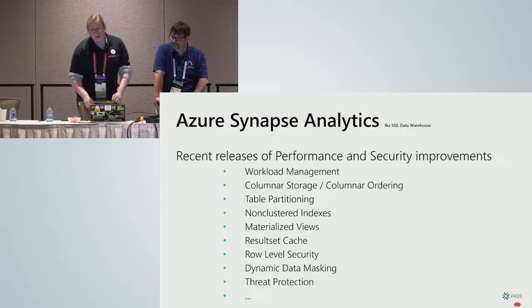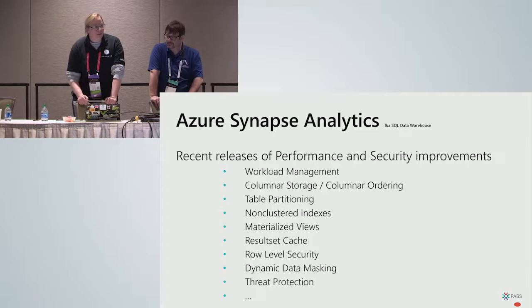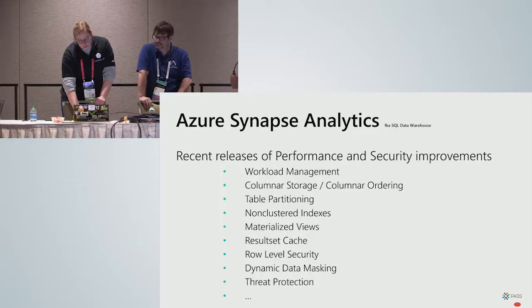Things like row-level security haven't been available in the beginning. That has been added. Data masking and threat protection are also important features that should allow you to improve the usage of the data and the securing of the data inside.